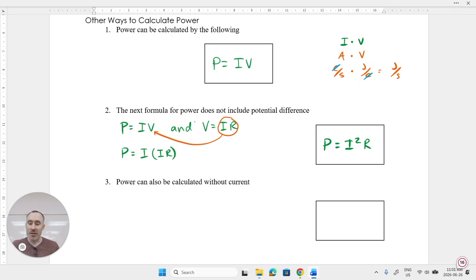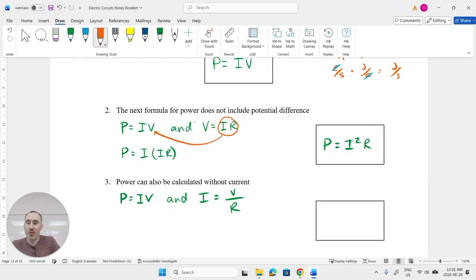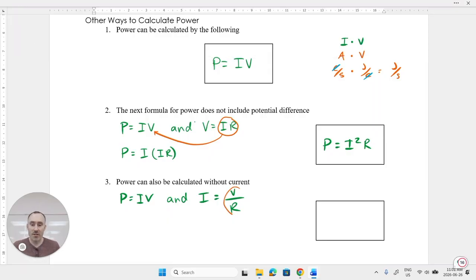But that's not the only thing that we can do. We can start off with P equals IV again, but let's use a different version of V equals IR. Let's put I by itself. Okay, so we've got I equals V over R. And now we can take that V over R part and sub it into the I spot in power.